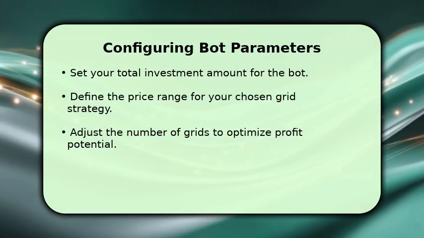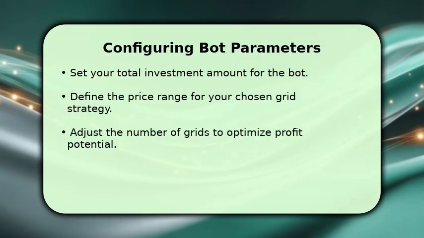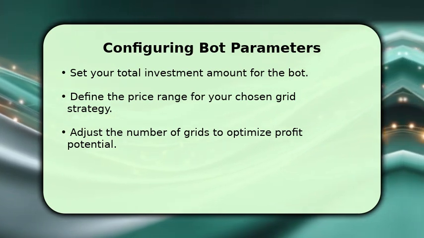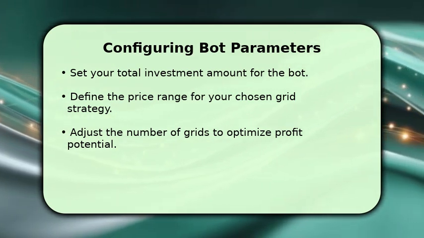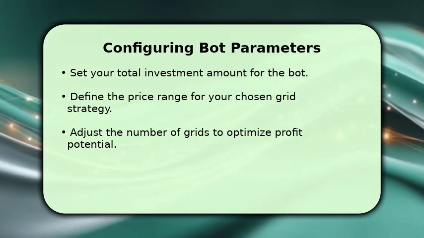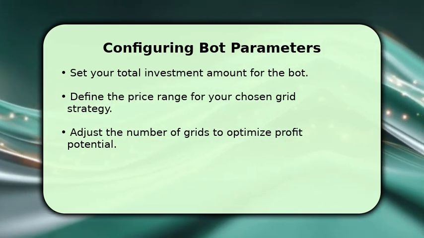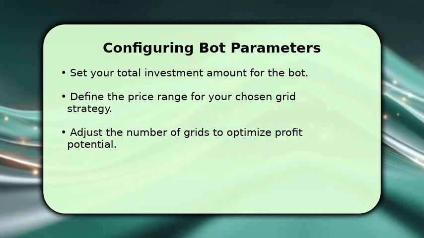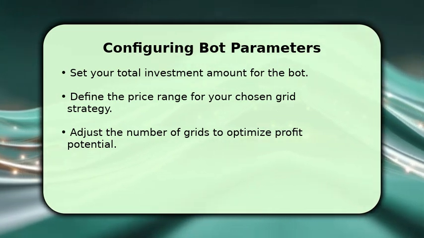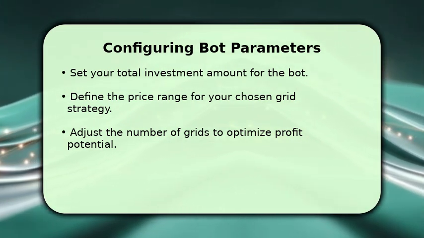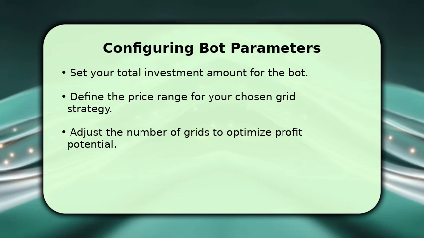Once you've selected a bot, you'll need to configure its parameters. This includes setting your total investment, which can be as low as 10 USD for some bots. For grid bots, define the upper and lower price limits within which the bot will operate. You can also specify the number of grids, influencing how many buy and sell orders are placed. Remember to explore advanced settings like stop loss and take profit to manage risk effectively.